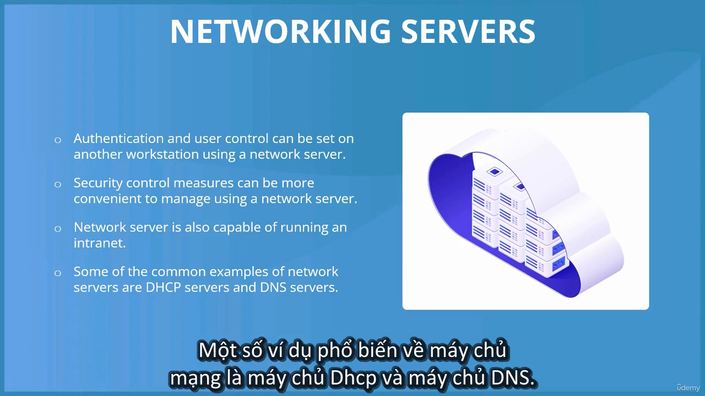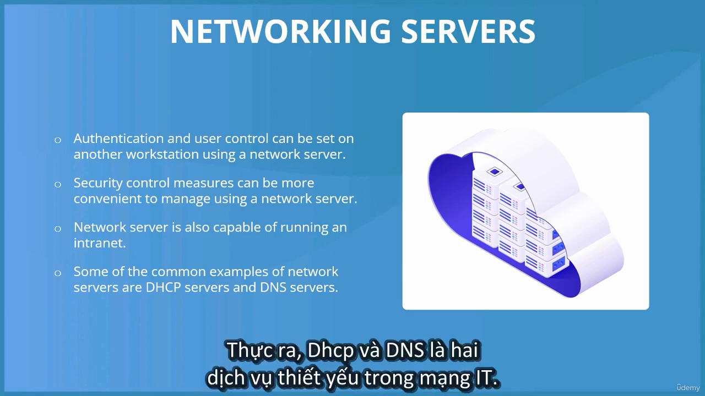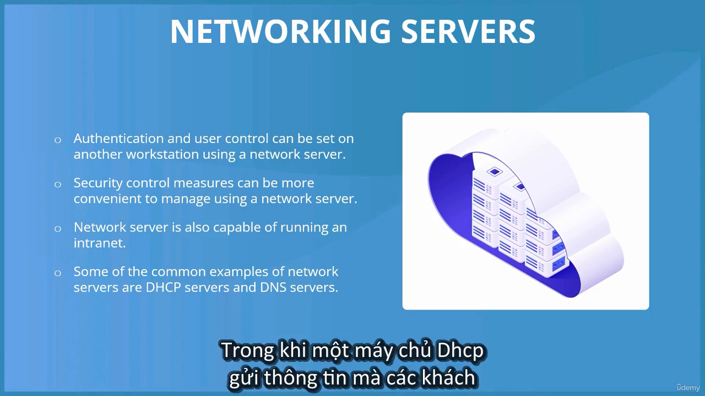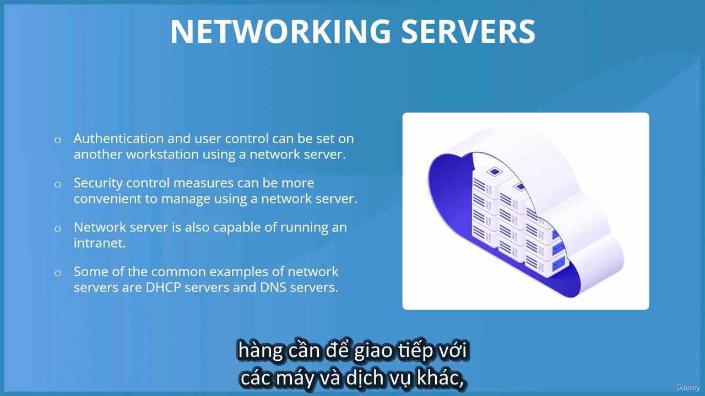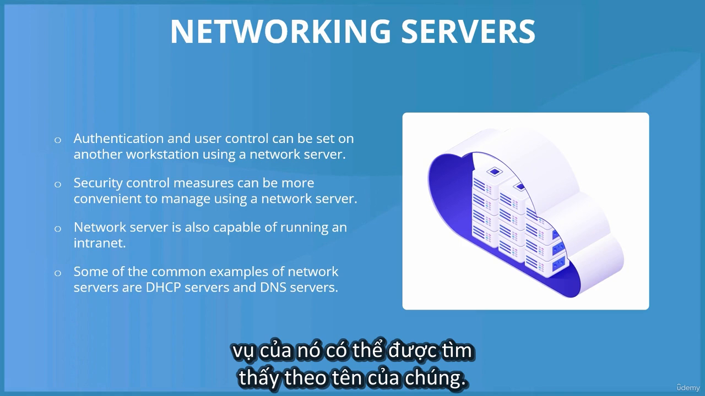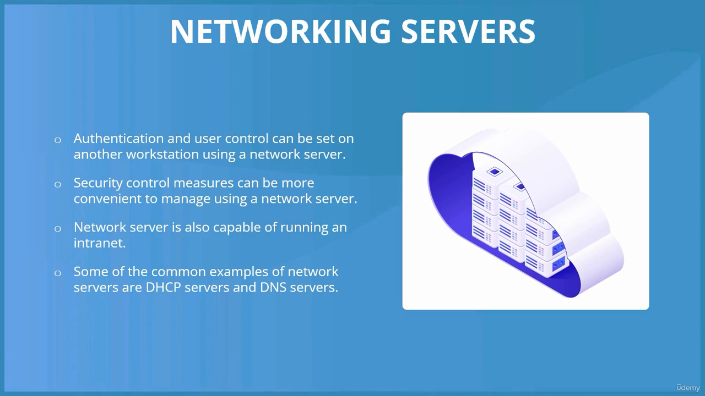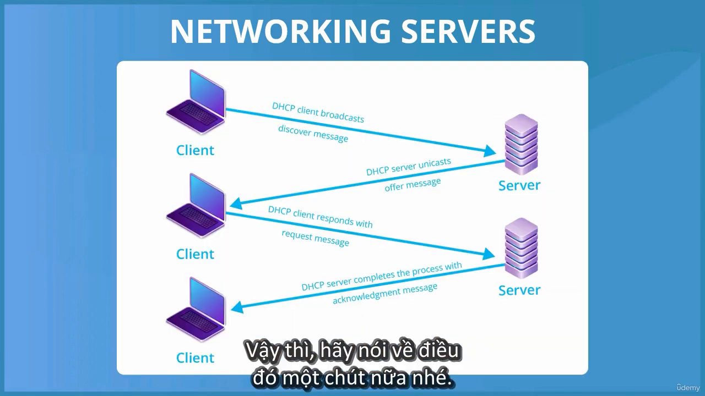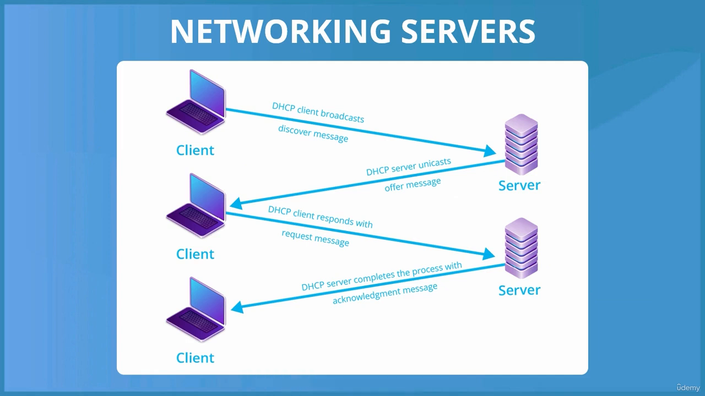Some of the more common examples of network servers are DHCP servers and DNS servers. You see, actually, DHCP and DNS are two essential services in IT networks. So while a DHCP server sends out information the clients need to communicate with other machines and services, DNS ensures that servers, clients, and services can all be found by their names. So let's talk about that a little bit more.